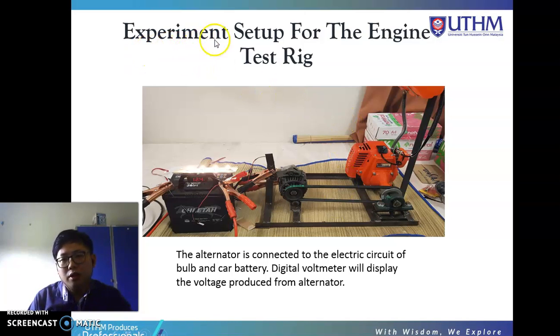This is the experiment setup for the engine test rig. The alternator is connected to the electric circuit of the bulb and the terminal of the car battery. So the digital voltmeter will display the voltage produced from the alternator.